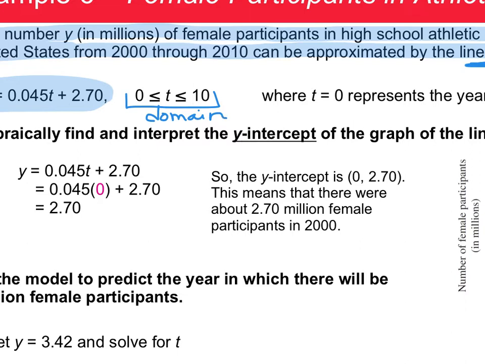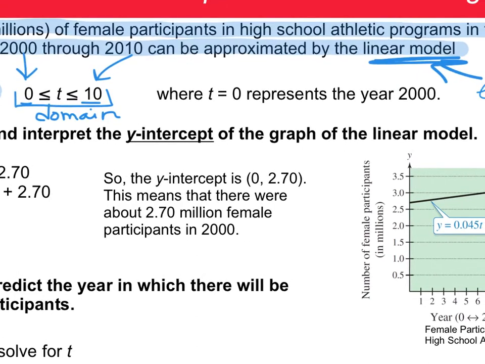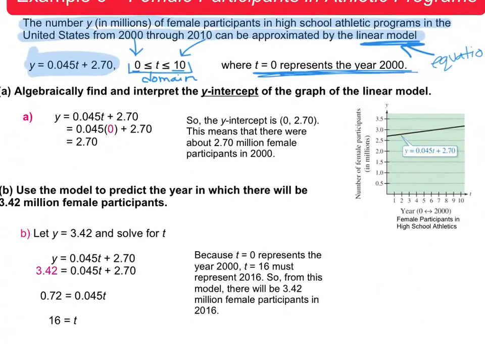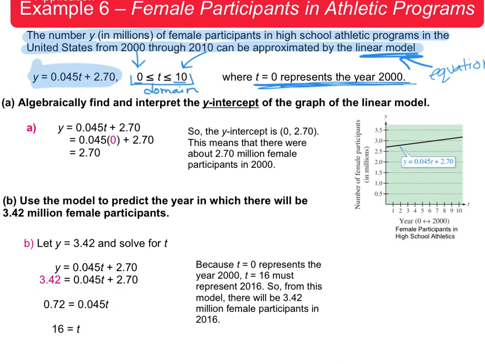And what that tells us is we start at the year 2000, so they're using a 0 for 2000, and then it's going through 2010, so they're using the number 10 instead of 2010. We can simplify it down to 0 to 10. And then it's telling us that t equals 0 represents the year 2000. So that's good to know to confirm what we just talked about. So a couple different representations. We can use algebra to find the y-intercept.